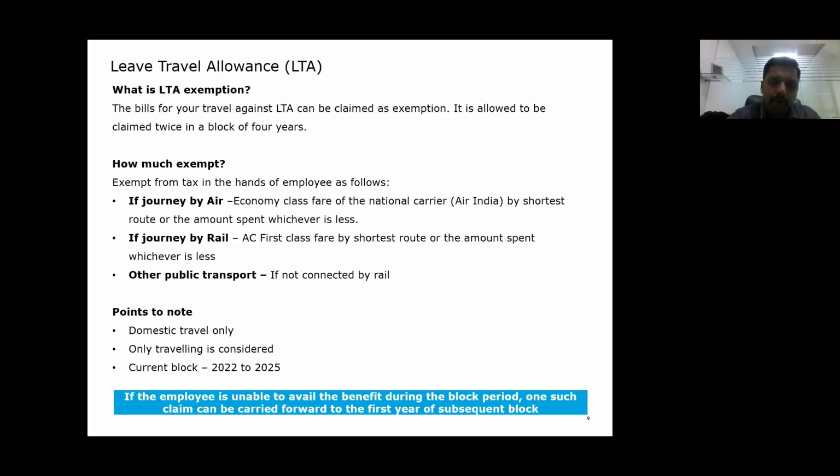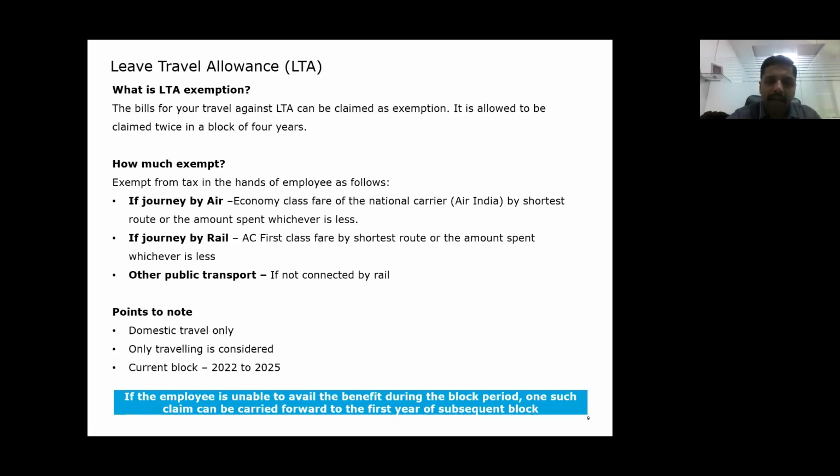Very important points to note here is only domestic travel is covered, not international travel. So if it is by air, please ensure that when he is providing the proof, the air bill, please ensure that the travel he has made is within India only and not abroad.